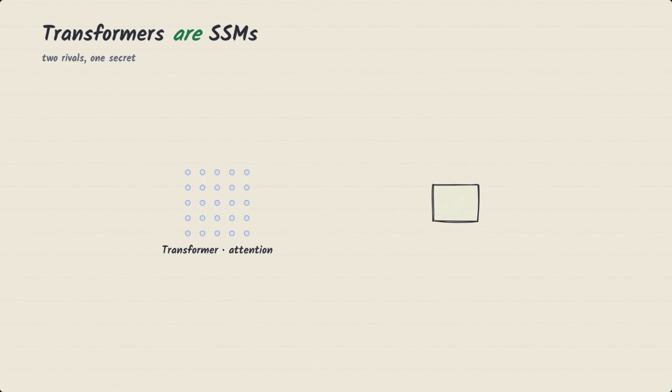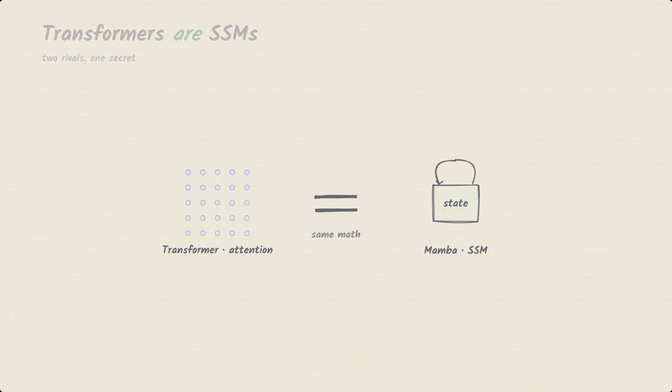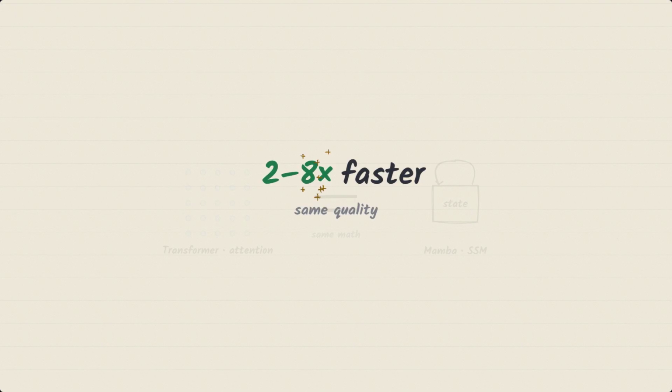Two rival architectures. Transformers, powerful, but they choke on long sequences. And Mamba, a state space model that's blazing fast and light. For a year, they felt like opposites. This paper drops the twist. They're secretly the same math. And once you see that, you can make Mamba-2 to 8 times faster.